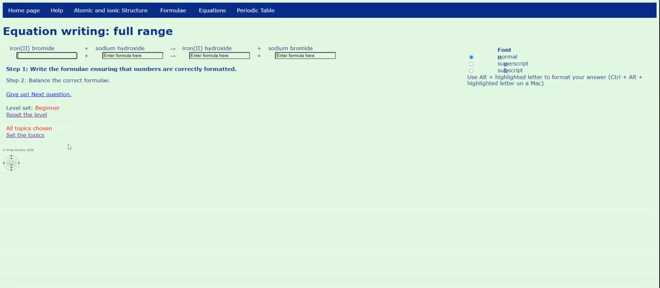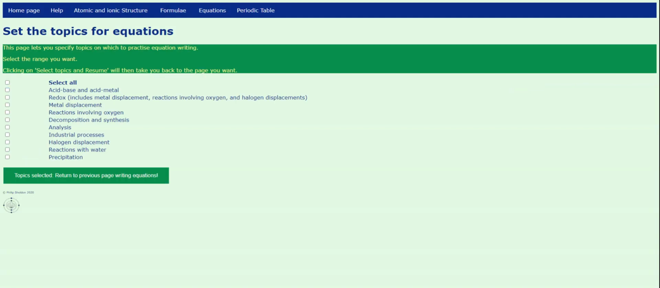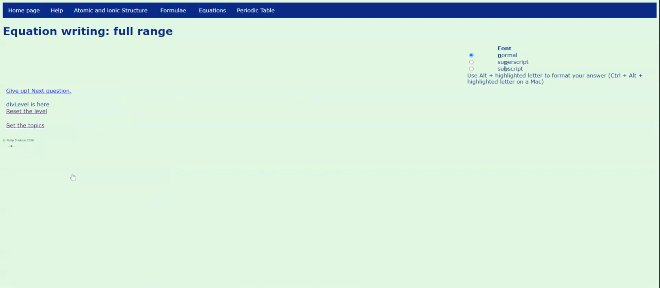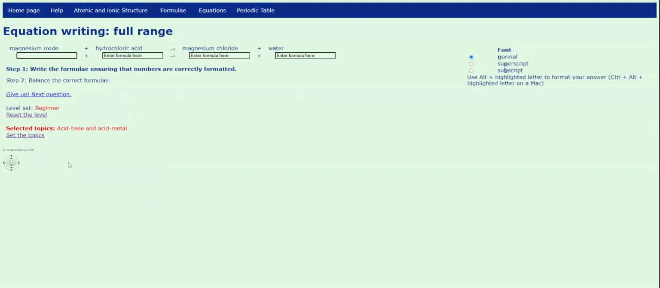And actually, we talked about the levels of the ions that you might need to use. So I'm on the beginner level at the moment. But you can also choose which topics you want to practice equations on. So at the moment, I'd probably chosen everything, but I could decide I just want to do reactions involving acids. And now it will just give equations at the beginner level with reactions involving acids.